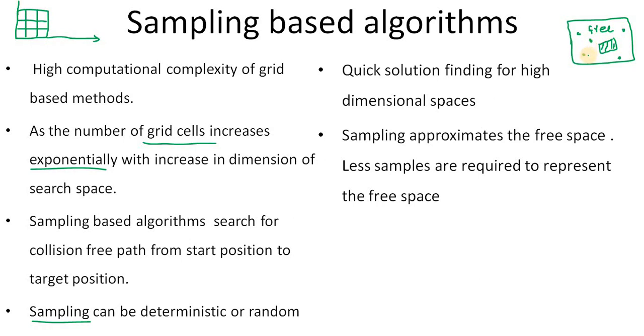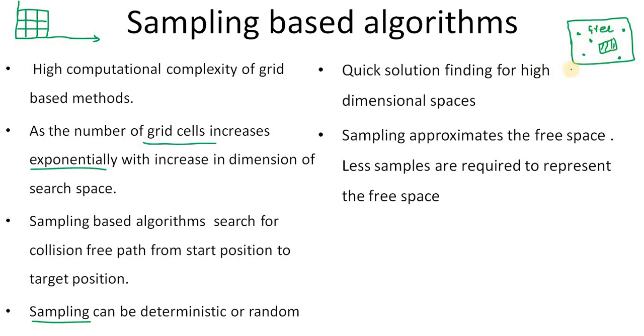So sampling takes samples and tells you whether this is a free space sample or not, whether free space exists here or not, and what the free space looks like. The advantage is that fewer samples are required to represent the free space, especially in sampling based algorithms. You need fewer points to represent the free space.